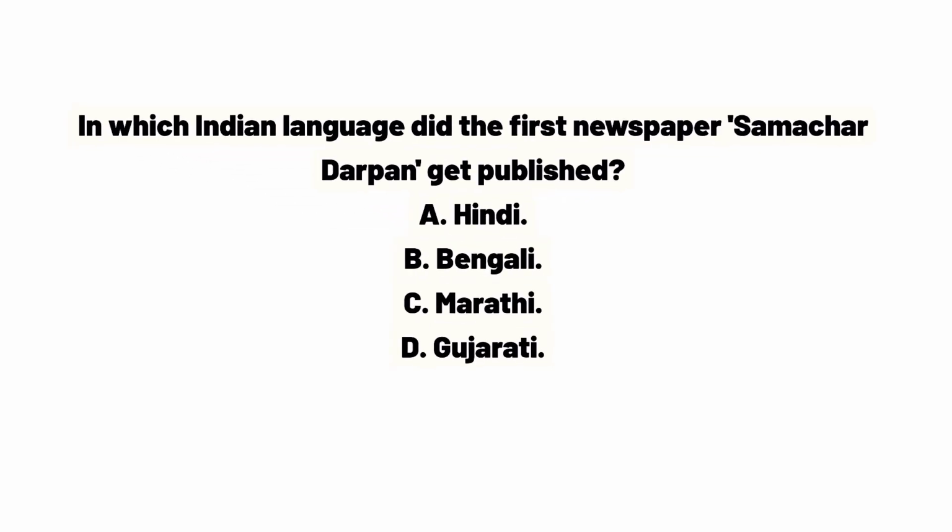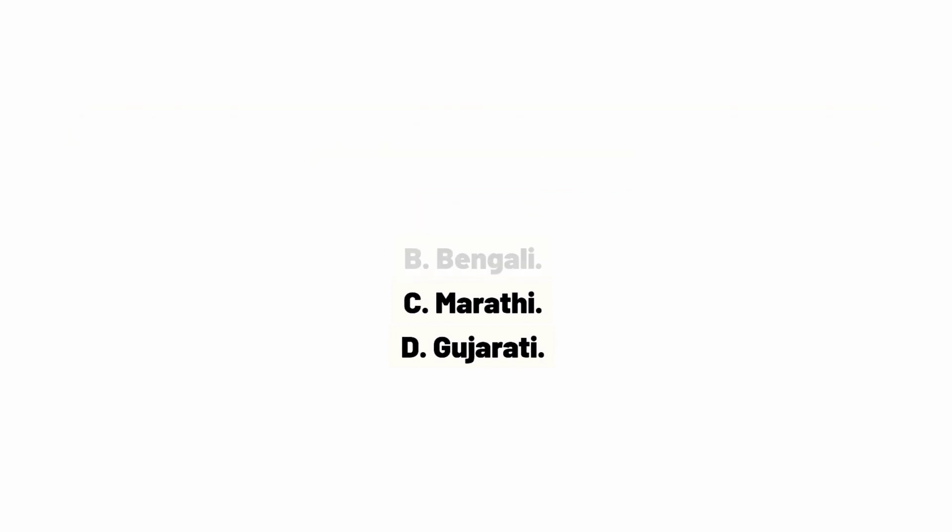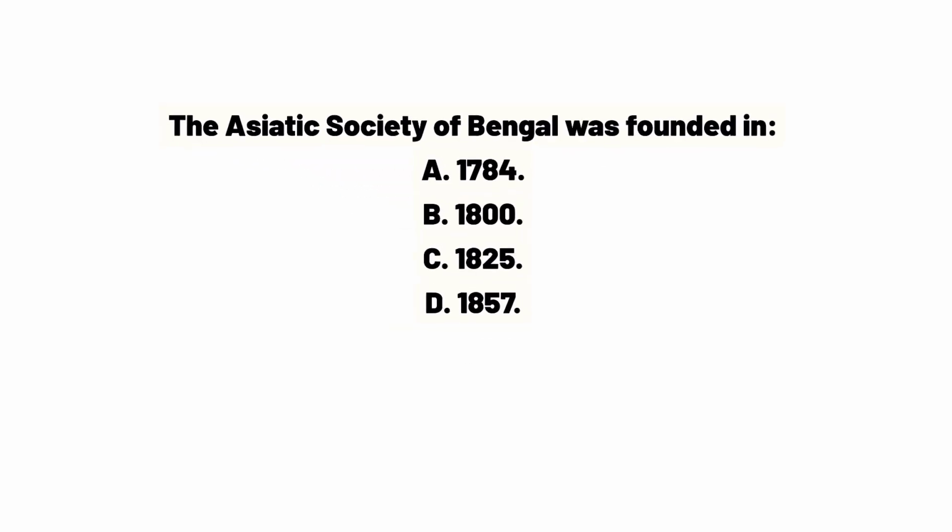In which Indian language did the first newspaper, Samachar Darpan, get published? A. Hindi. B. Bengali. C. Marathi. D. Gujarati. Answer: B. Bengali.